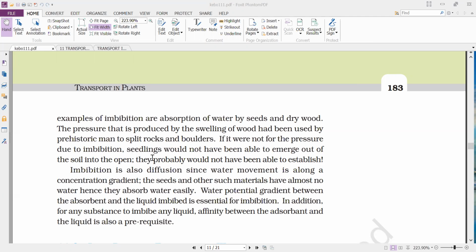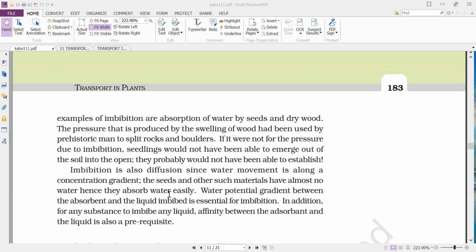Imbibition is also a type of diffusion, because here the water is moving from the region of higher water potential to the region of lower water potential, that is either wood or some other structure. Imbibition is also diffusion, since water movement is along a concentration gradient. The seeds and other such materials have almost no water, hence they absorb water easily.